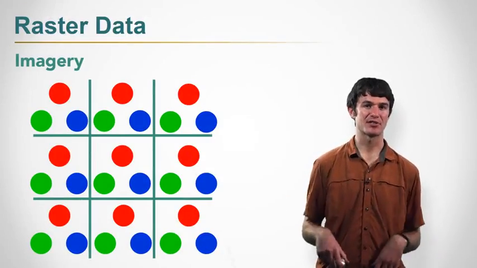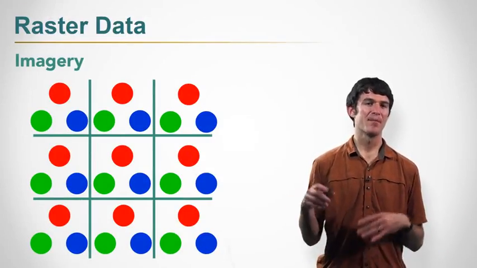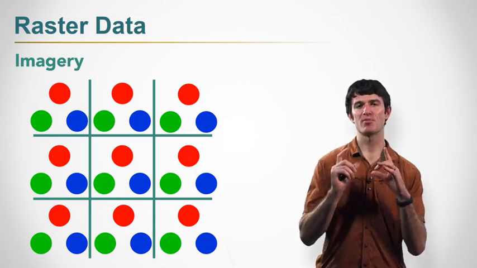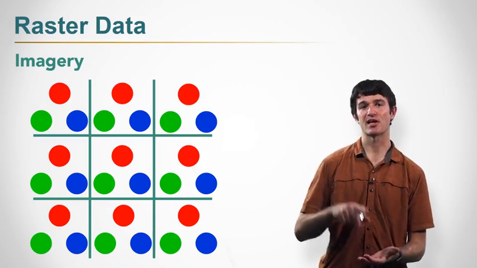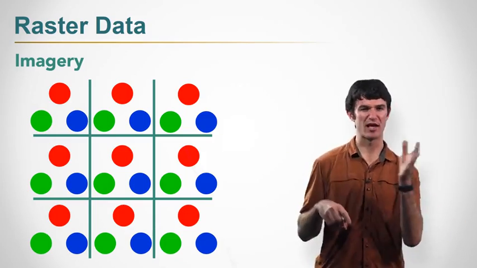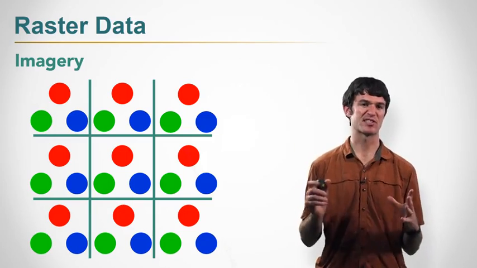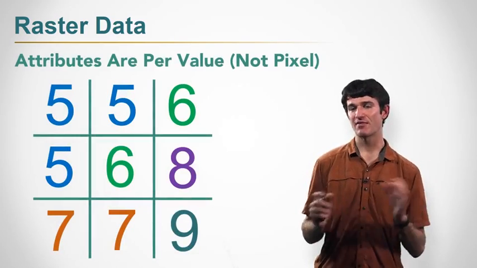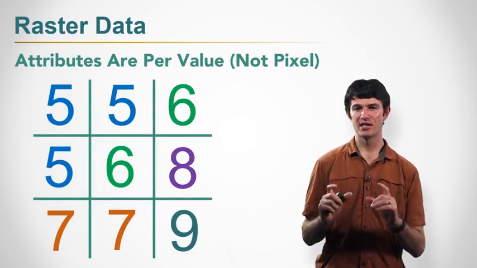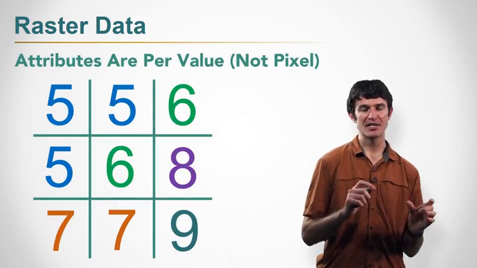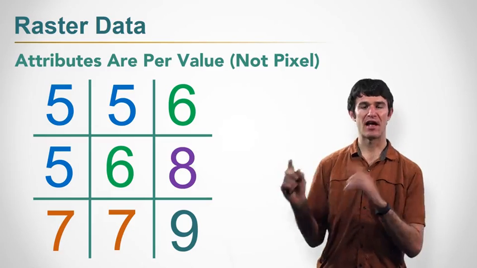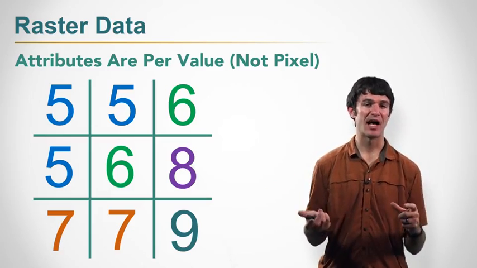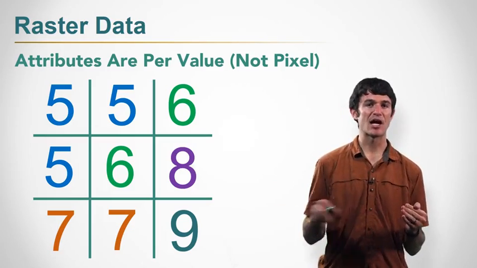Imagery is also raster data, just like we talked about, but it's oftentimes multi-band raster data where you have multiple values per cell which represent the colors of the color spectrum. So red, green, and blue each have their own values per cell. Rasters can have attributes just like vector data, but it's a little bit different, because in rasters, the attributes are per value, not per pixel. So if two cells have that value 5, they each take the same attribute table record.